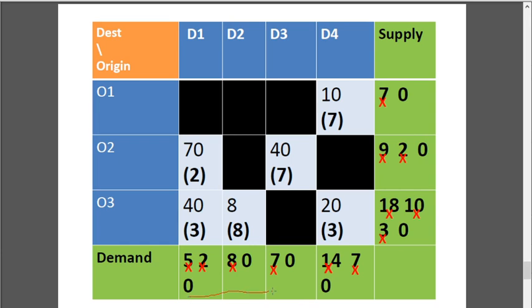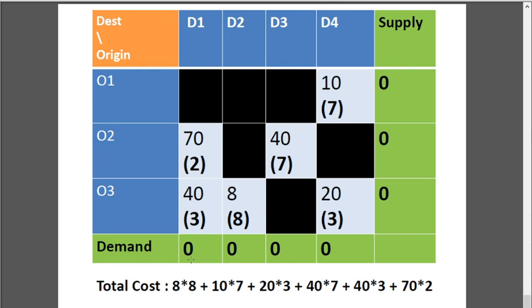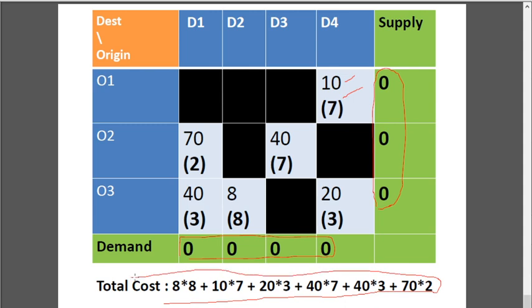Now all the demands are satisfied. So at the end, the demand at all the destinations becomes 0. And since it was a balanced problem, that is supply equals demand, all the supply also becomes 0. Now calculate the total cost in a similar manner to how we calculated for the northwest corner method, that is, the cost multiplied with the number of units allocated for each cell, and add it up. So this becomes the total cost for our solution.